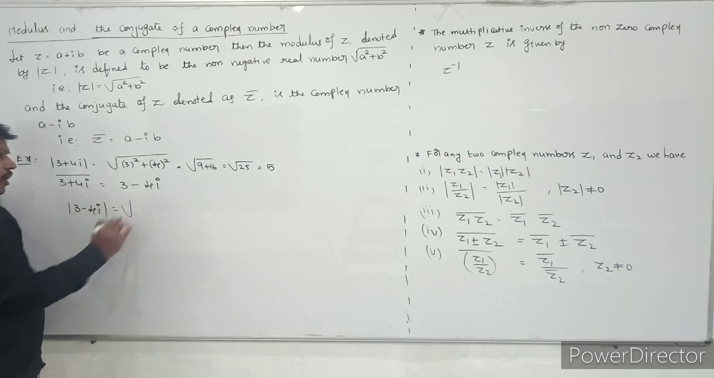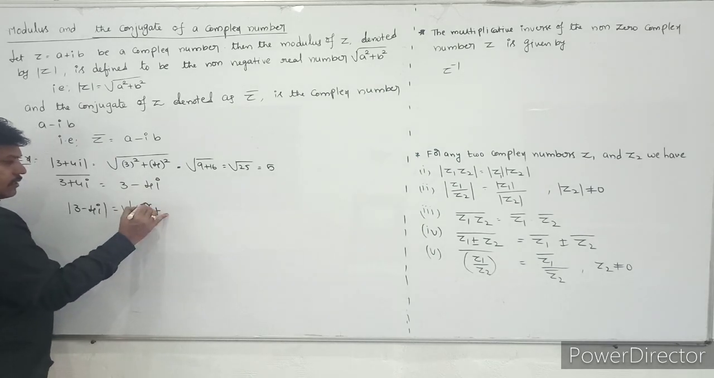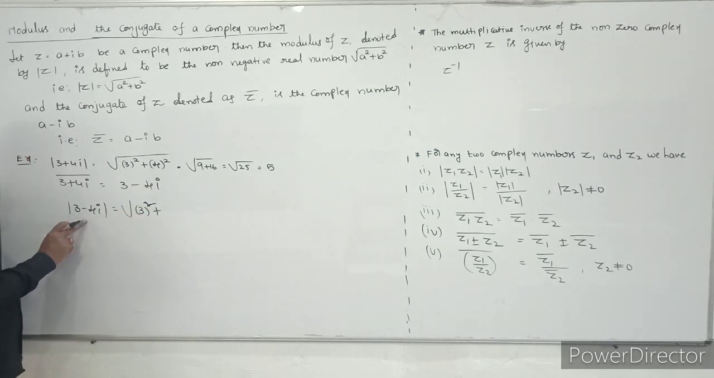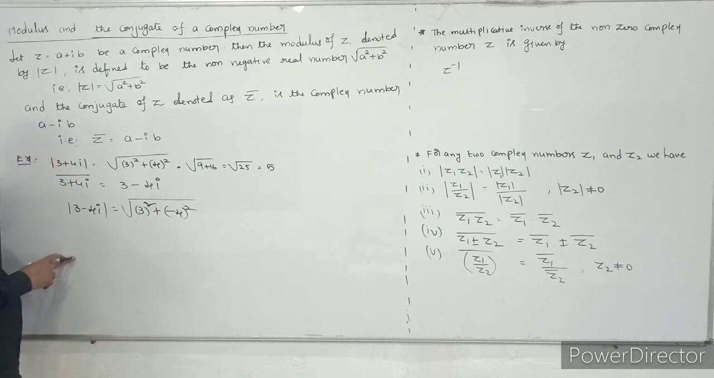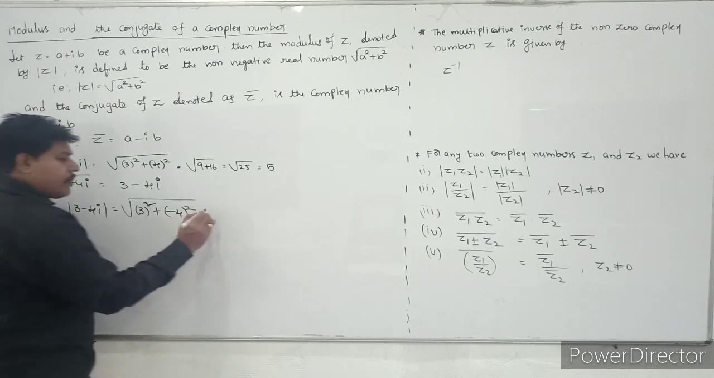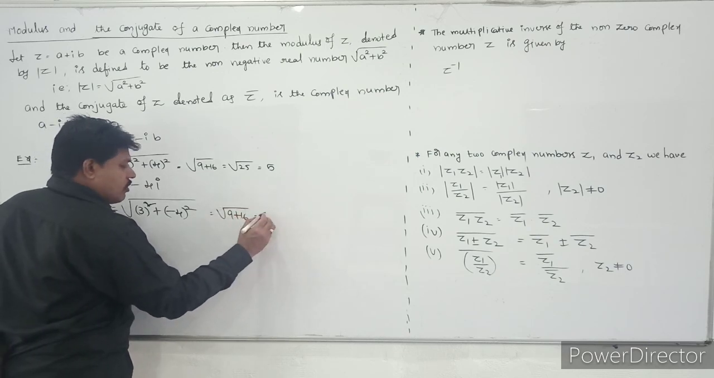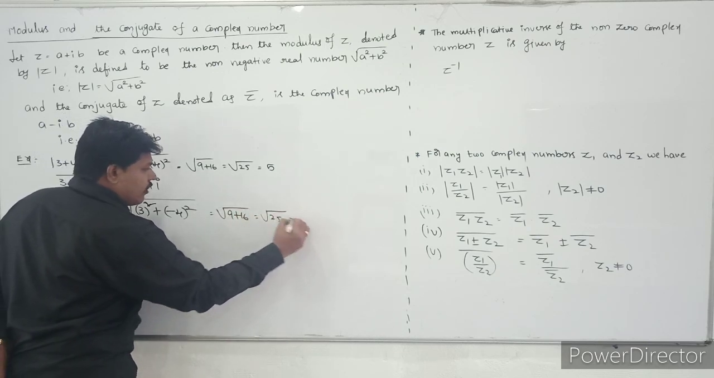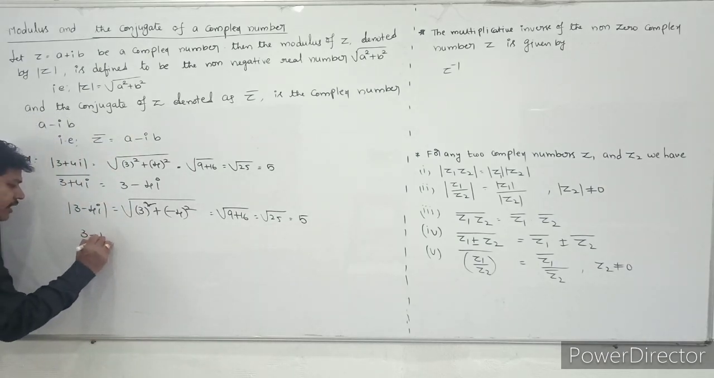So what is that? Square root of a square plus b square. What is the b? b is minus 4. So what we will take? a minus ib whole square. So the a value is 3, the b value is minus 4, so minus 4 whole square. What happens? That is equal to square root of 9 plus 16, which is equal to square root of 25. That is also 5.